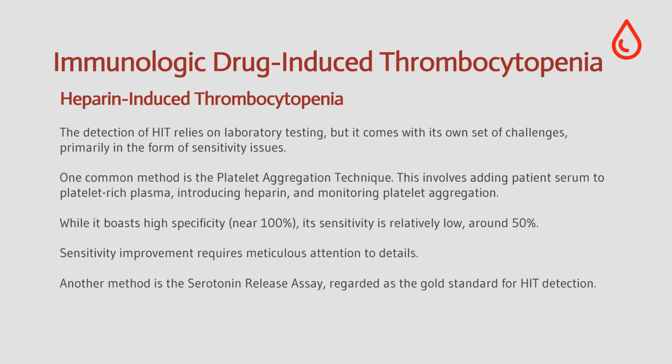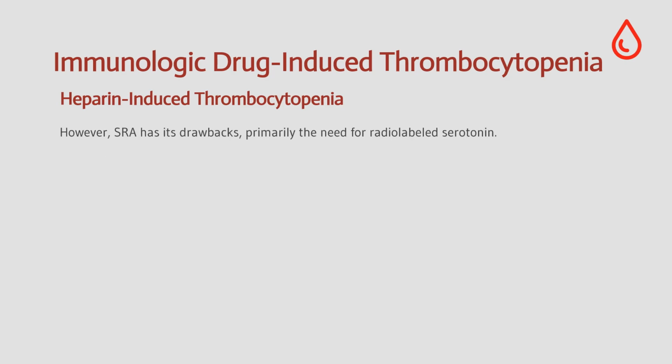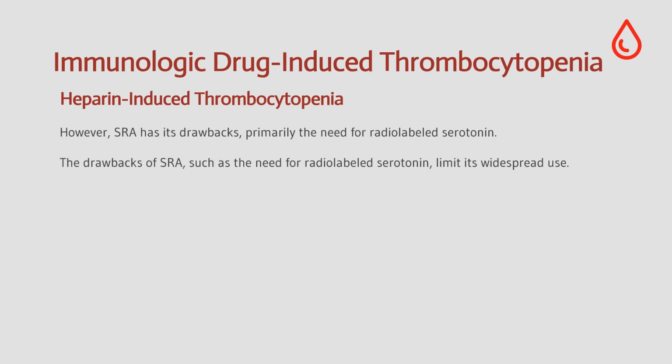Another method is the serotonin release assay, regarded as the gold standard for HIT detection. It utilizes the platelet property of rapidly absorbing and storing serotonin. Normal platelets, when activated by heparin-dependent antiplatelet antibodies, release stored serotonin. However, SRA has its drawbacks, primarily the need for radiolabeled serotonin, which limits its widespread use.